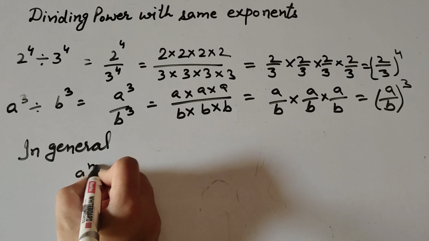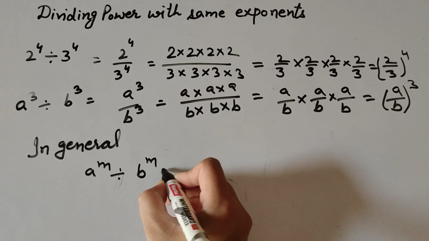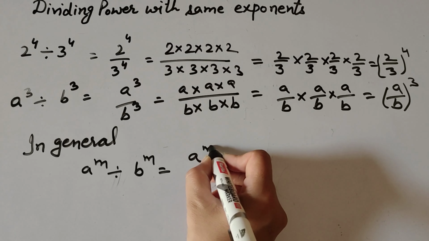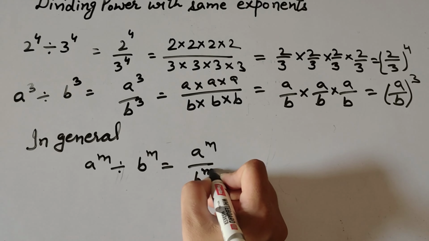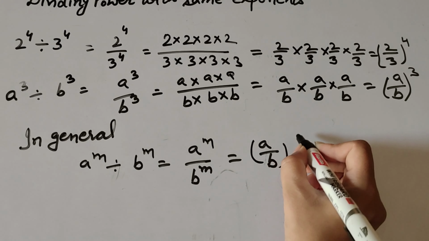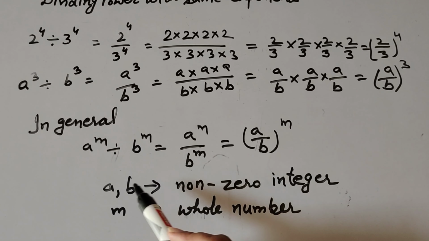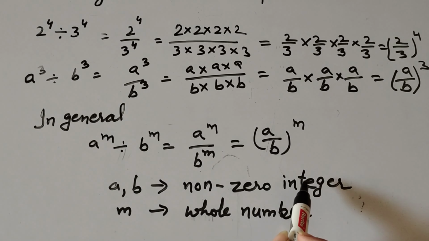So in general, a raised to power m divided by b raised to power m is equal to a raised to power m over b raised to power m. It is equal to a over b raised to power m. In this, a and b are non-zero integers and m is a whole number.